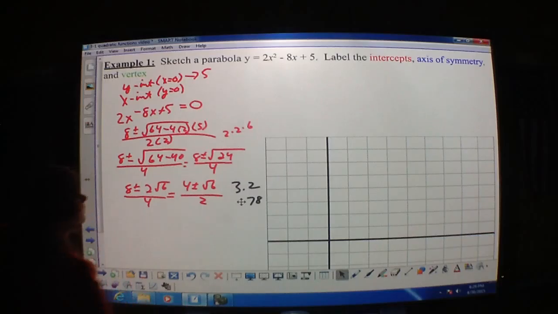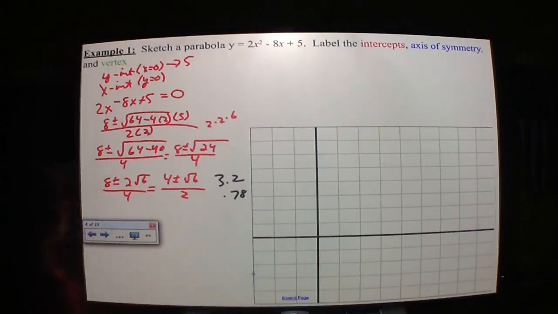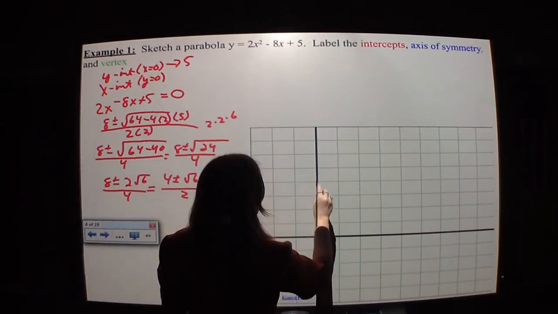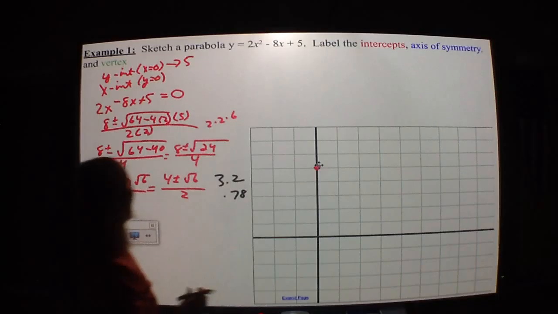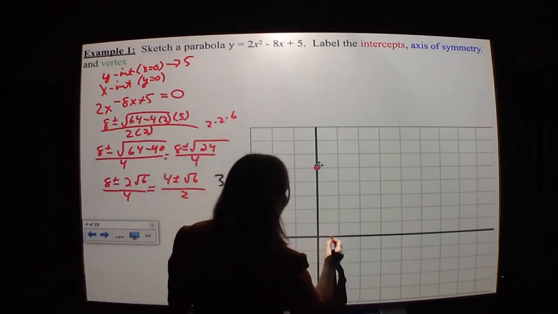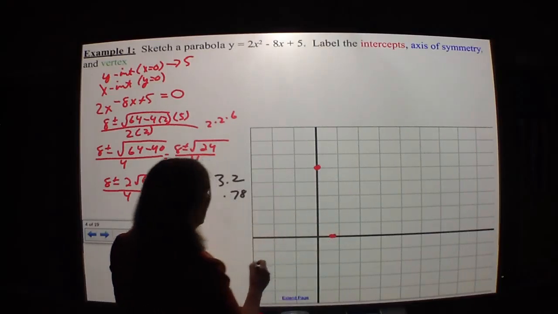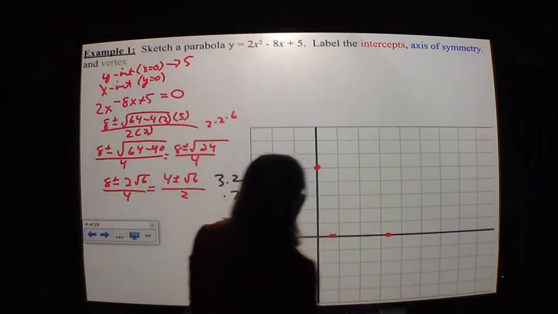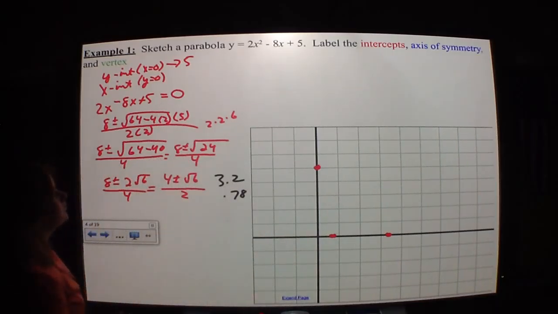Okay? So let me graph those now in my graph. I have my Y-intercept of 5: 1, 2, 3, 4, 5. I have my X-intercepts of 0.78, which might be about there, and 3.2, which might be right about there. Okay? So there are my intercepts.